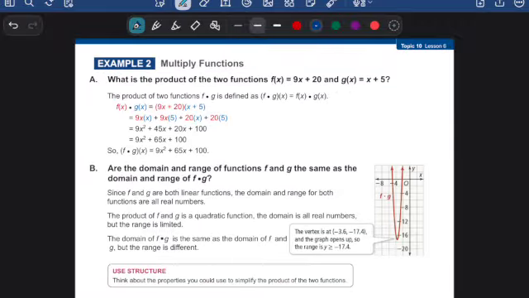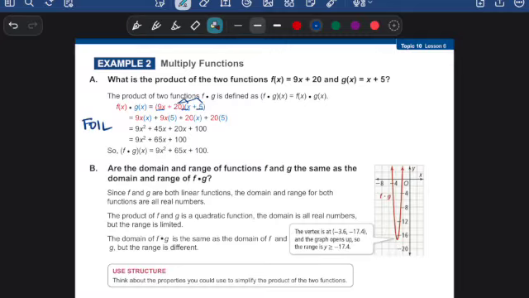Example 2, multiplying functions. You can think of this just like multiplying polynomials. Okay, so we're going to be distributing each term in the first binomial by each term in the second binomial. So remember your FOIL method. First, outer, inner, last. So multiplying the first term by the first term in the second binomial. Then you multiply the first term by the last term in the second binomial. Then you do the inner terms, 20 times x, and then you do the outer terms, 20 times 5. Combining your like terms, which are usually the linear terms, and making sure your answer is in standard form.